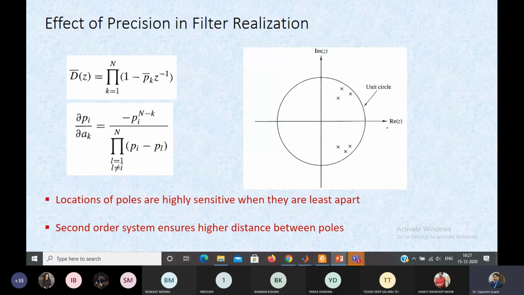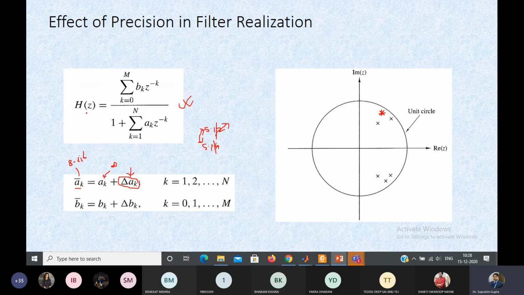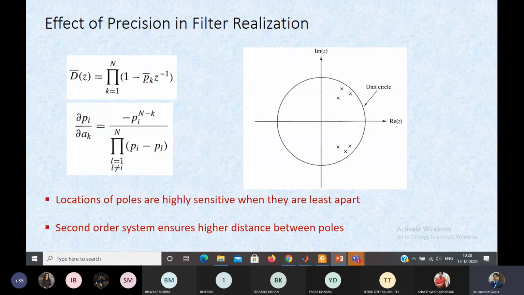Okay, now this D(z), or this pole expression, this denominator expression, can also be represented in terms of factors with poles. Then if we differentiate this pole with respect to del a_k, that means a change in the coefficient, how are the pole locations getting affected? So del p_i by del a_k, that is the meaning of this. We see that we have a term p_i minus p_l, that means the distance between the different poles in the denominator. What it means is that if this distance is very small, say 0, the sensitivity is very high. That means small changes in del a_k will affect the pole locations drastically.